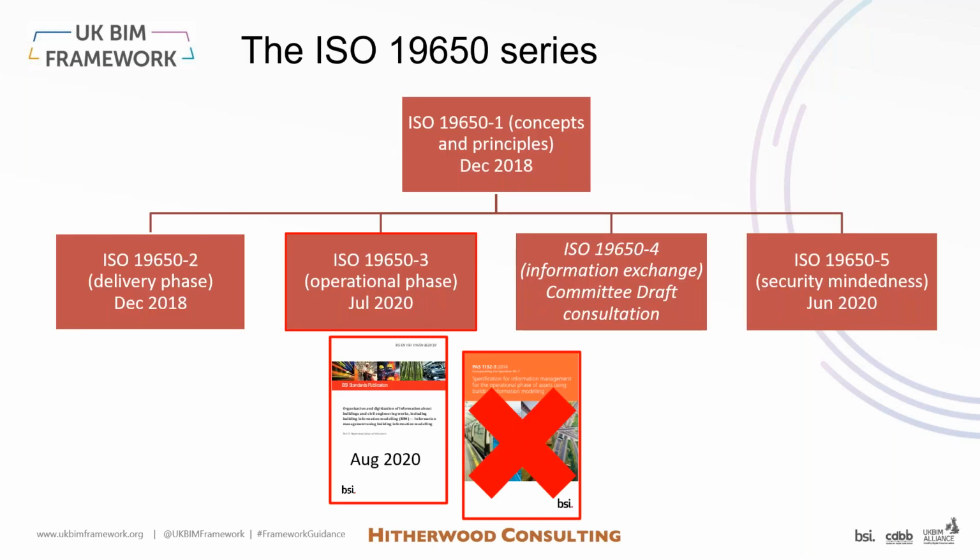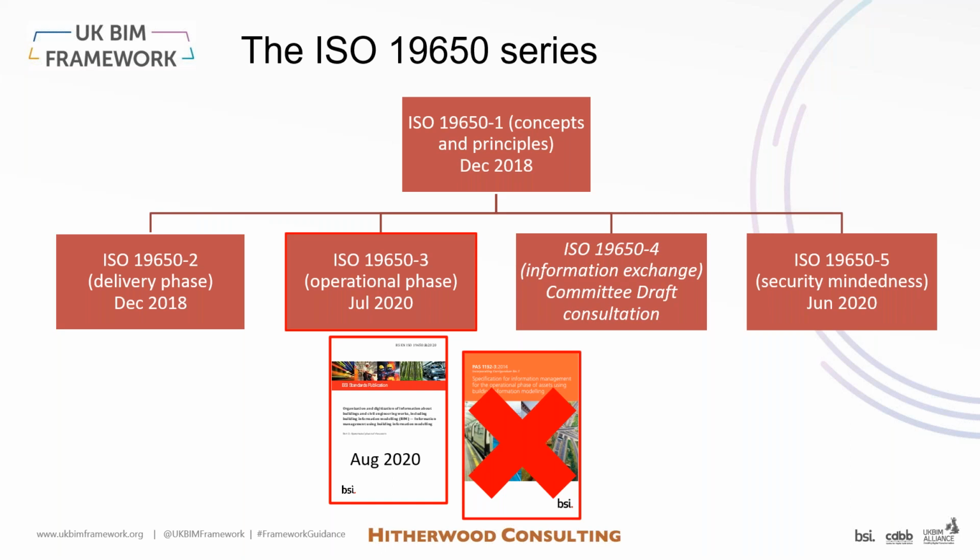This kind of organization chart is familiar to many of us in terms of setting out the position of the various parts of ISO 19650. We've had parts 1 and 2 for over a year and a half now, since the tail end of 2018, beginning of 2019. And many of you will be aware that the Part 5 on security mindedness was published in June this year internationally, and then published in the UK in July. And recently, as Christine was saying, we had Part 3.